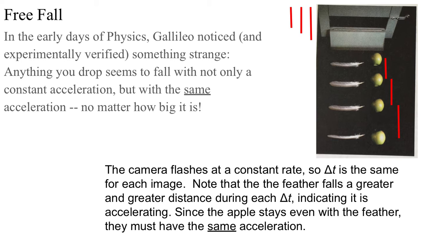And then we see that the apple and the feather always stay at the same vertical height. At every flash, they're at the same height, so they must be accelerating at the same rate as they go down.